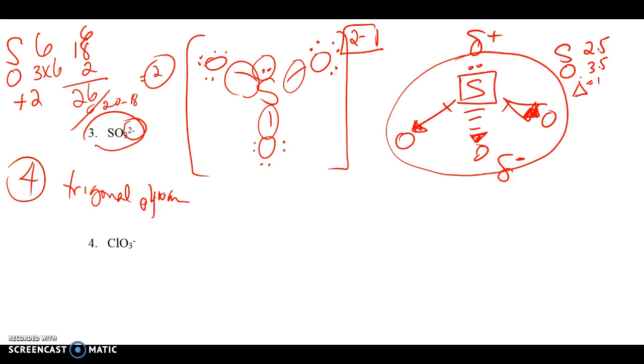Now, let's look at the next one, ClO3-. Let's count valence electrons. Chlorine has 7. O each has 6. 6 times 3 is 18. And that minus means we have 1 additional, don't we? So we have 26. Let's lay this baby out.